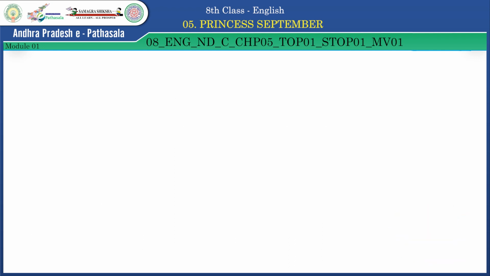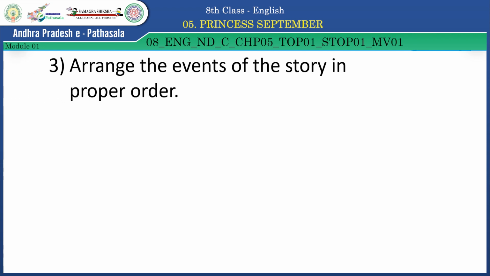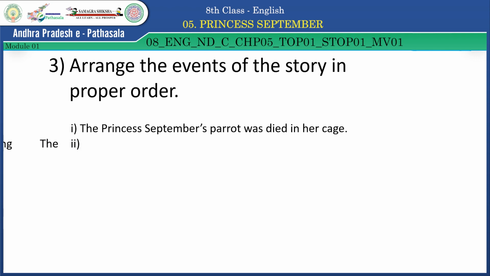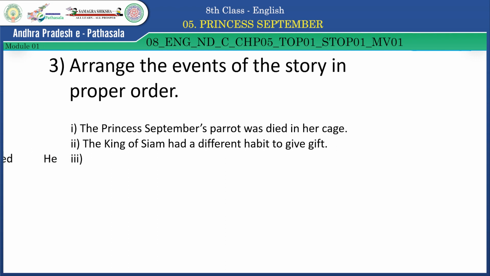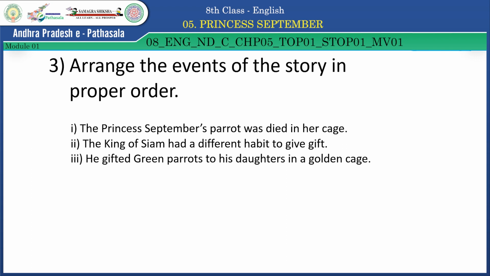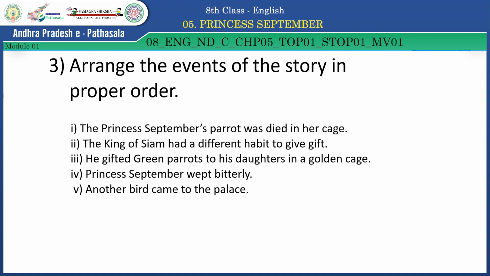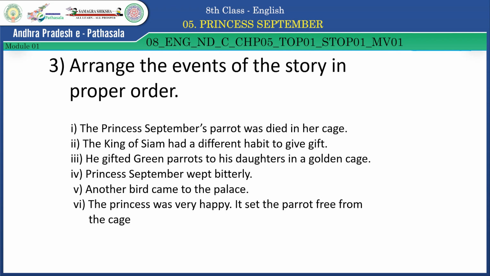Arrange the events of the story in proper order. Princess September's parrot died in her cage. The king of Siam had a different habit of giving gifts. He gifted green parrots to his daughters in a golden cage. Princess September wept bitterly. Another bird came to the palace. The princess was very happy. She set the bird free from the cage. Answer. First one is second sentence. Second one is third. Third one is first. Fourth one is fourth. Fifth one is fifth. And sixth one is sixth.